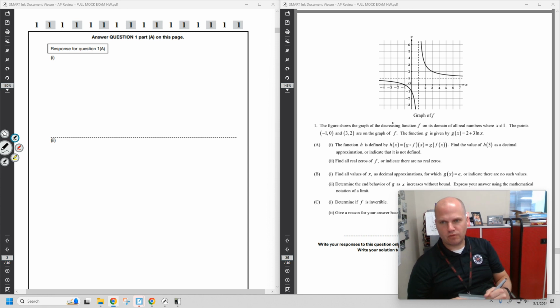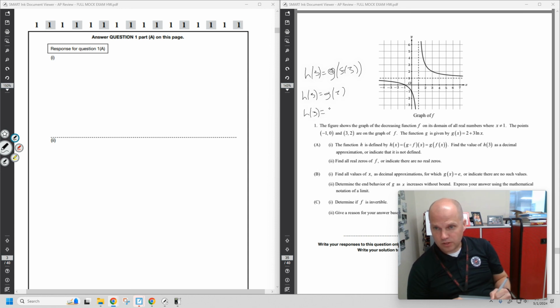So hopefully you can read everything. We got this function. We got some points, -1, 0, 3, 2. I'm sure we're going to use that. We got g is 2 plus 3 log x. We're trying to find h of 3, which is g of f of 3. This is f. F of 3 is 2. G of 2. We want a decimal answer, which will be 2 plus 3 log 2.